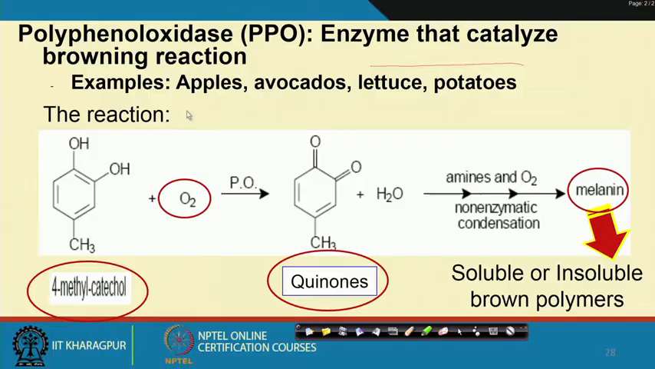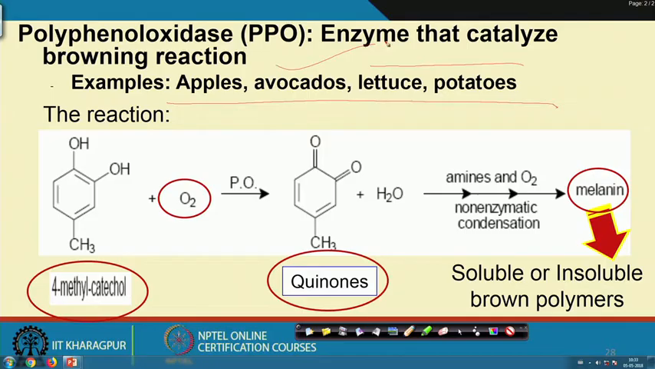Polyphenol oxidase is one enzyme which is commonly involved, as you see, in apples, avocados, lettuce, potatoes, etc. So there it is applicable. Many other enzymes are also associated with this, and those are responsible for browning of that particular food product.